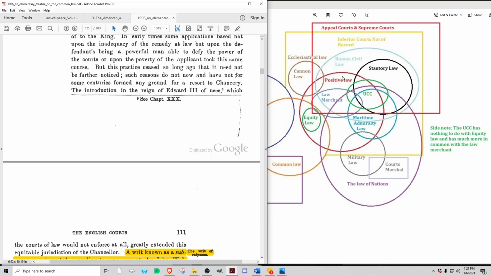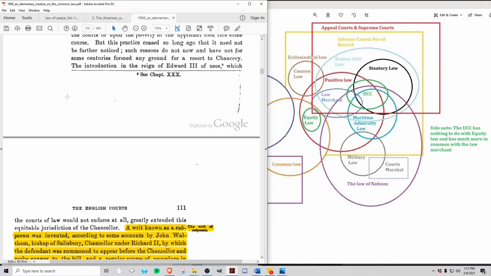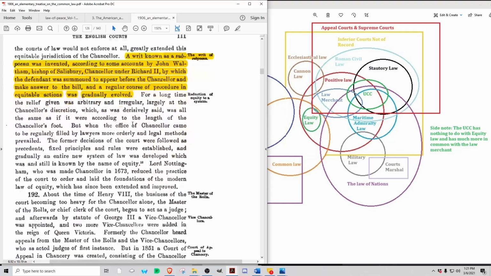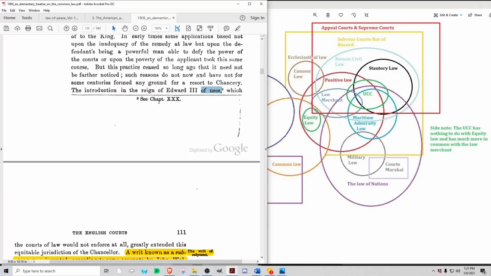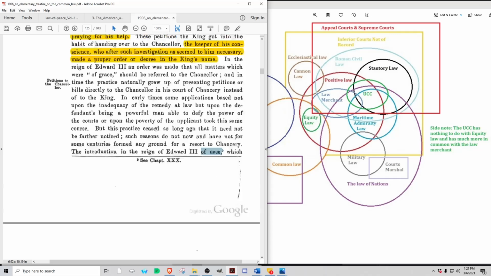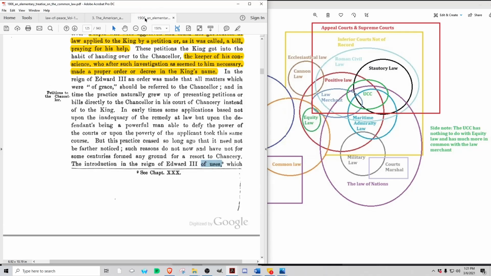You got to connect these things. Then you realize that you're in the wrong court. Okay, the introduction of the reign of Edward III of uses. Again, what did I talk about? Right? It's the aspect of use and usufruct. Now there's a note here for number 9, but it just says see chapter 30 in here. But anyway, you guys have the whole entire book to read, so you can go check that out later.